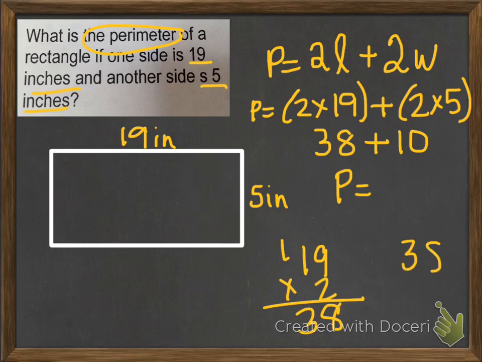If you need to stand it up, that's fine. Do what you need to do. So 0 plus 8 is 8. 3 plus 1 is 4. So the perimeter is 48 inches.